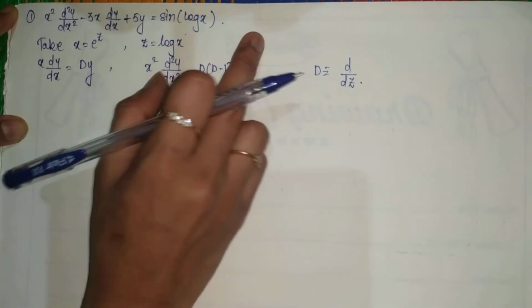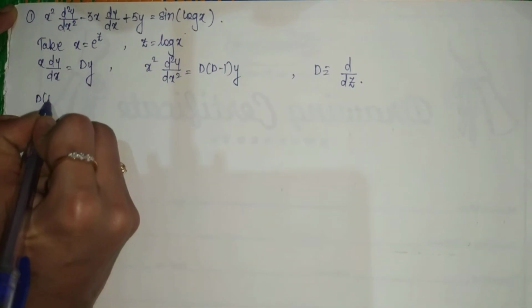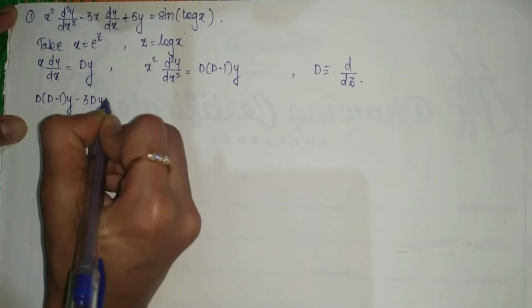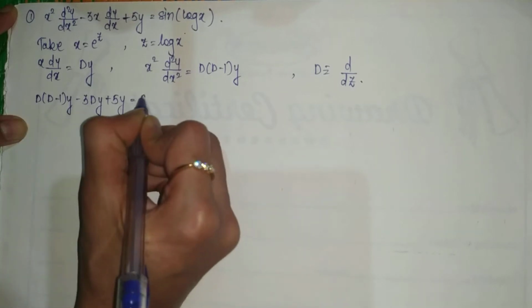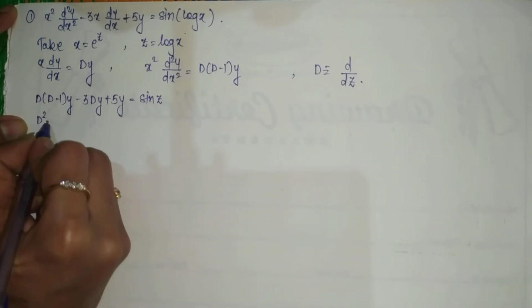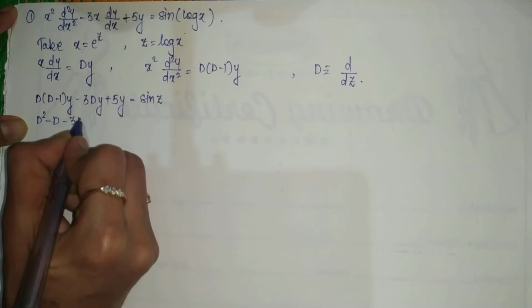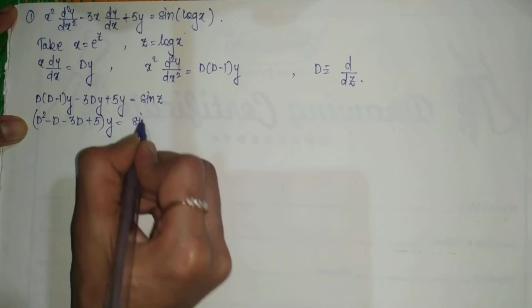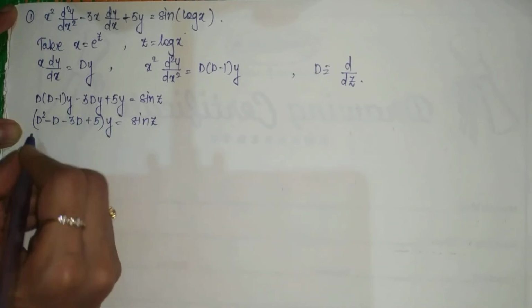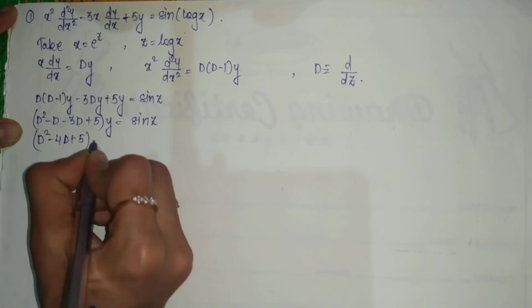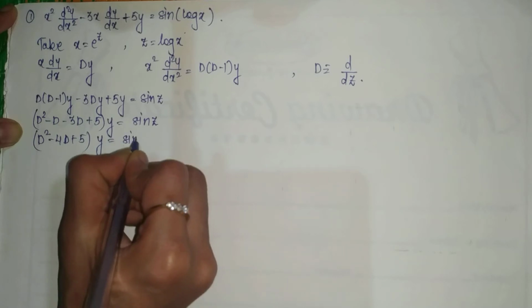Now we can write this differential equation as D into D minus 1 of y minus 3D of y plus 5y equals sine z. We will simplify it more. D square minus D minus 3D plus 5y is equal to sine z. So this is equivalent to D square minus 4D plus 5y is equal to sine z.